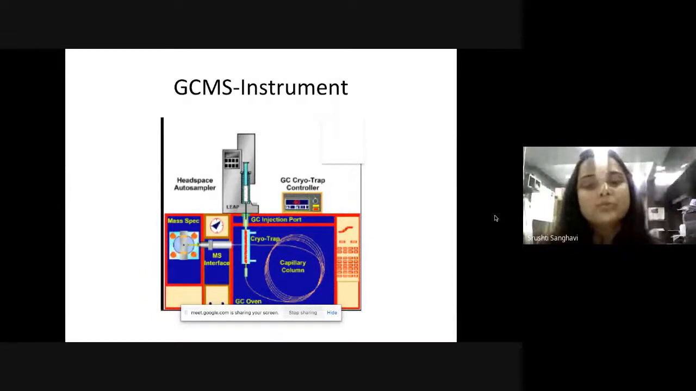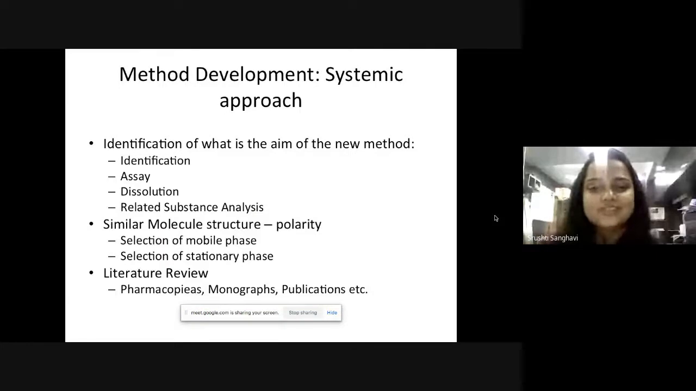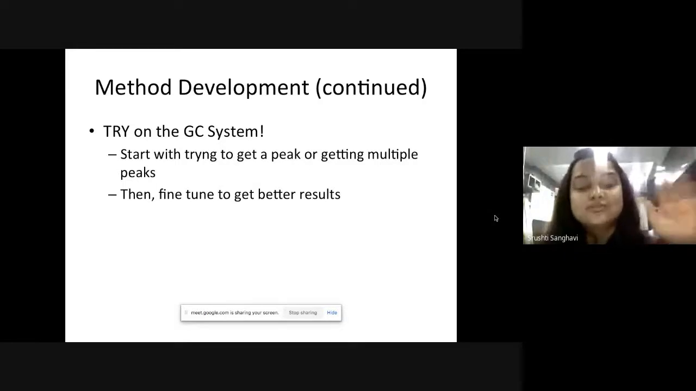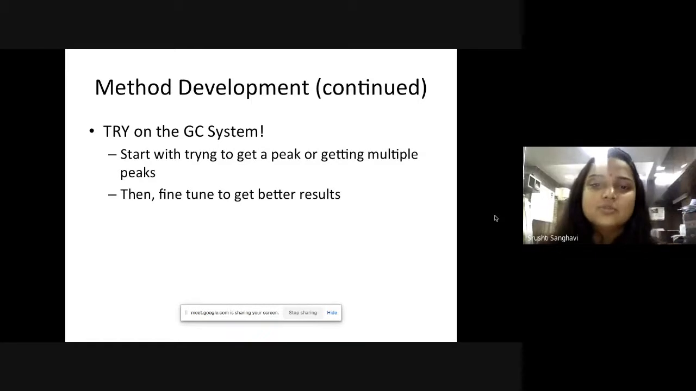So now if I put you in front of a GC instrument, how will you end up going further? Okay, so first part is you have to develop a method. When you are developing a method, you do a lot of study. Again, I will not get into too much detail here. The best way to do method development is to try it on the system. You get a peak, you tweak it, increase the flow rate a bit, change the temperature up and down. That is how you will actually figure it out.